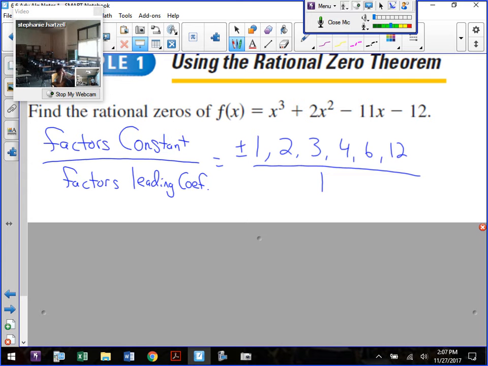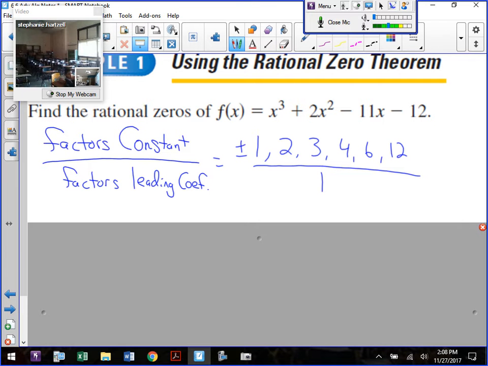I don't rewrite plus or minus 1 in the denominator because it's busy work at that point. If I have a plus 1 divided by a plus 1, it's going to be positive. If I have a negative divided by a positive, you wind up canceling out and double counting things. So it's not worth it. The reason we do this is because a third degree polynomial with a 12 as a constant and a 1 as the leading term coefficient could possibly have 12 different zeros to check.